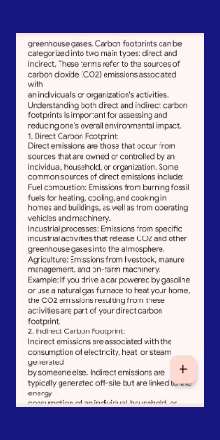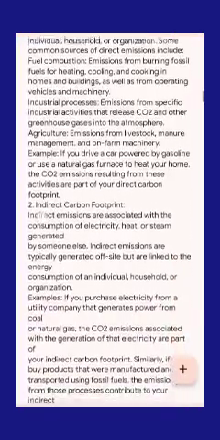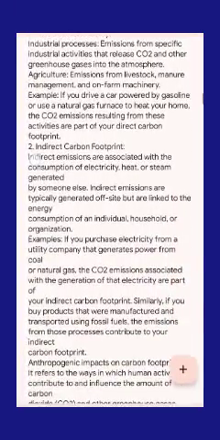1. Direct carbon footprint. Direct emissions are those that occur from sources that are owned or controlled by an individual, household, or organization. Some common sources of direct emissions include fuel combustion. Emissions from burning fossil fuels for heating, cooling, and cooking in homes and buildings, as well as from operating vehicles and machinery. Industrial processes. Emissions from specific industrial activities that release CO2 and other greenhouse gases into the atmosphere. Agriculture. Emissions from livestock, manure management, and on-farm machinery.